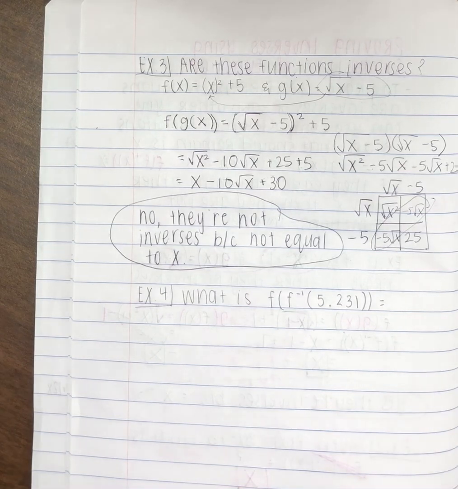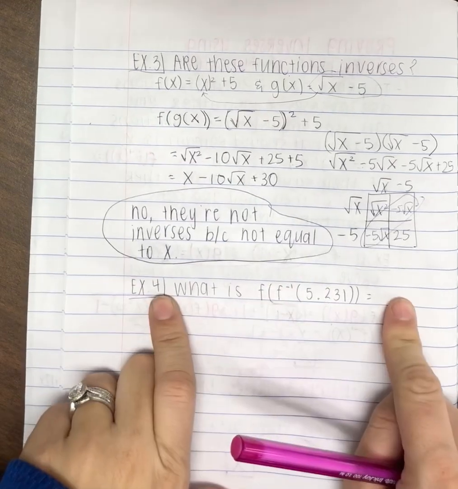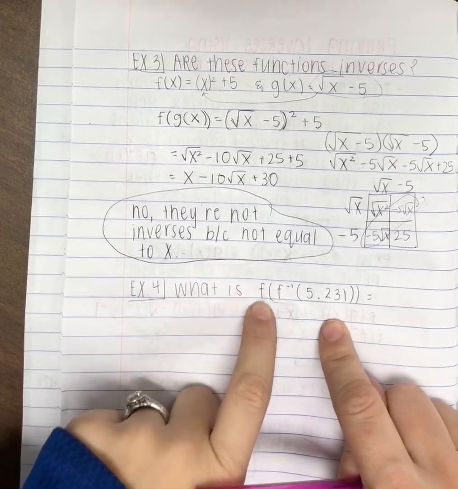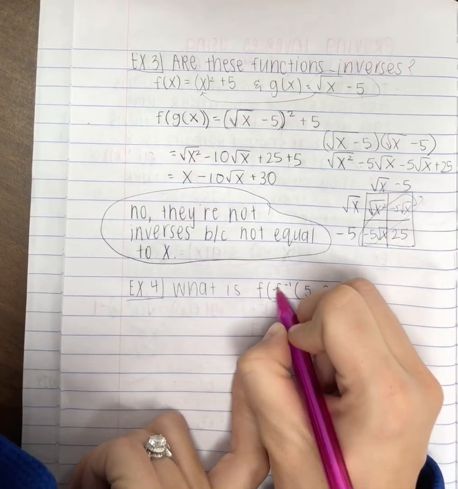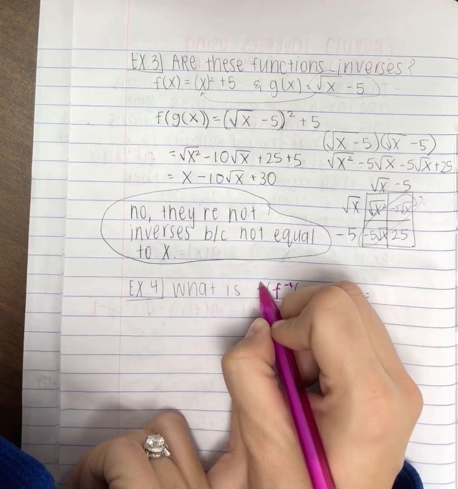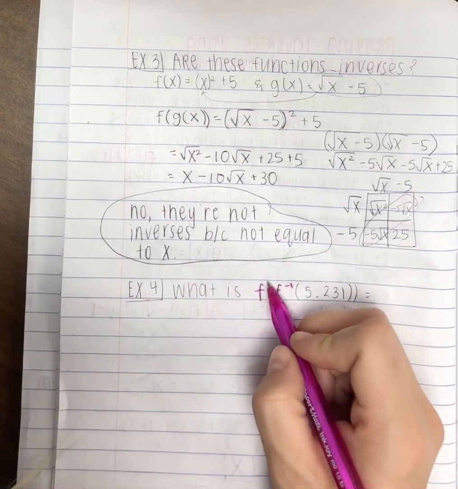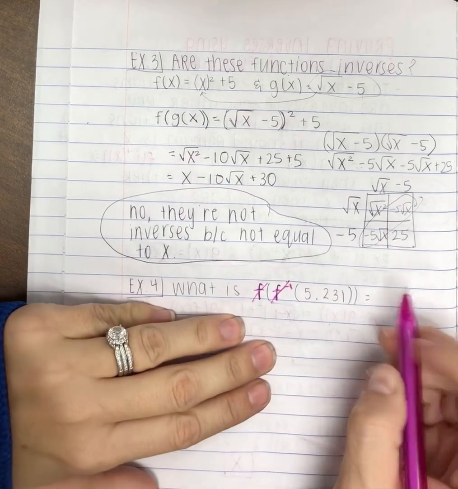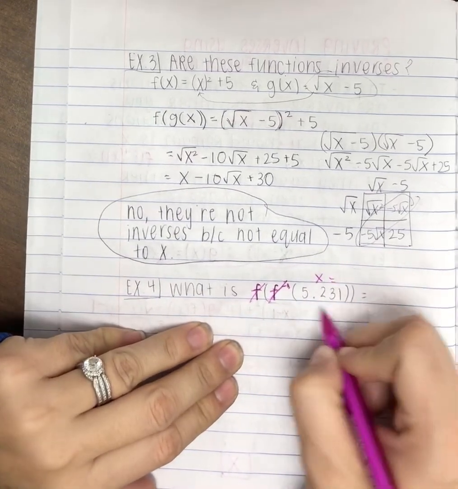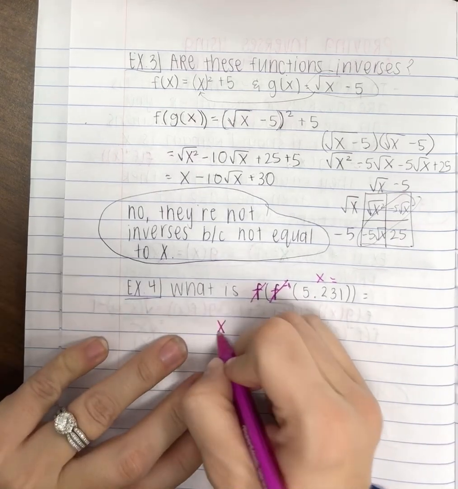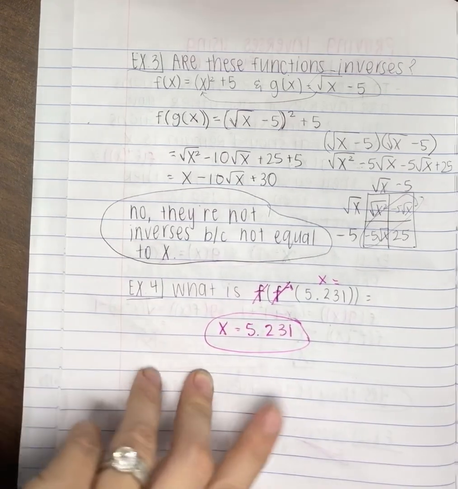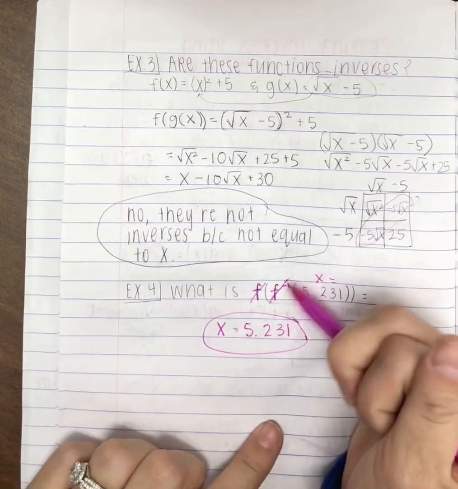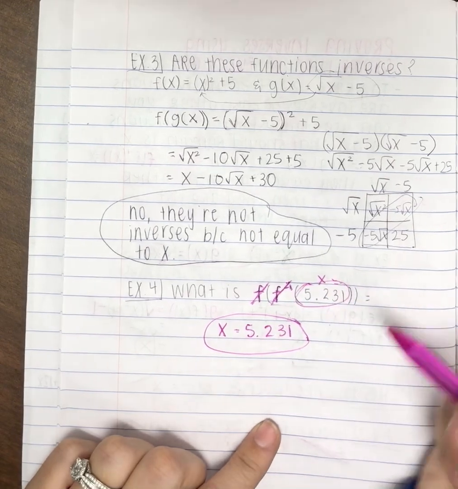And then we have example 4. These questions should be the easy ones that everyone gets right on the test. If you see f times its inverse, so you have one regular f and one inverse of f, you should automatically know these cancel out, leaving you just your x value. Well, here, our x value is equal to this. So your answer is whatever is inside of the parentheses. All that happened is these canceled out, and you're left with this.